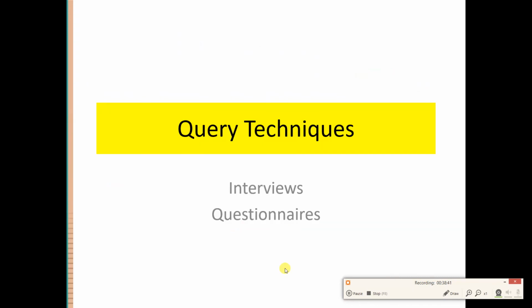So this is the protocol analysis. The next kind of evaluation is the query technique. In the query technique we are going to discuss interviews and questionnaires.